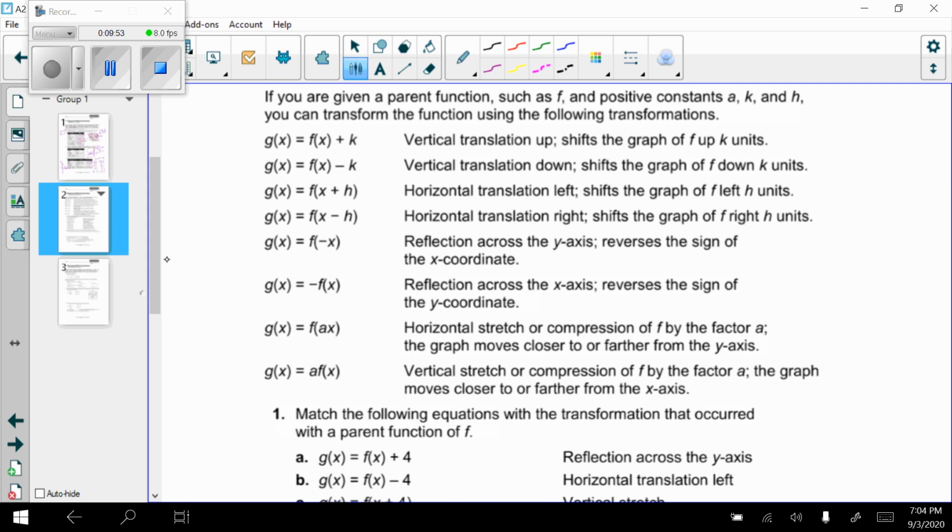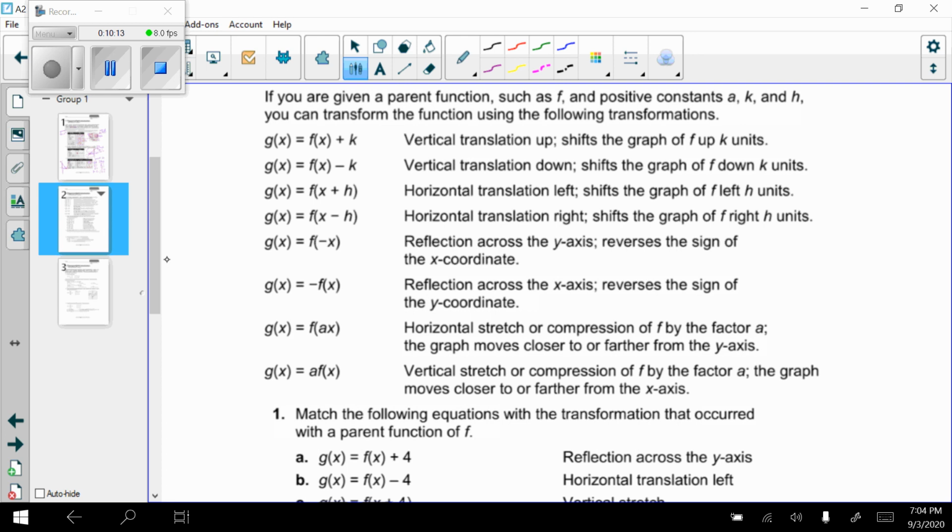The f of negative x, when the negative is inside with the x, it's a reflection across the y-axis. This reverses the sign of the x-coordinate. If it's a negative f of x, so negative on the outside, that's a reflection across the x-axis, which reverses the sign of the y-coordinate.